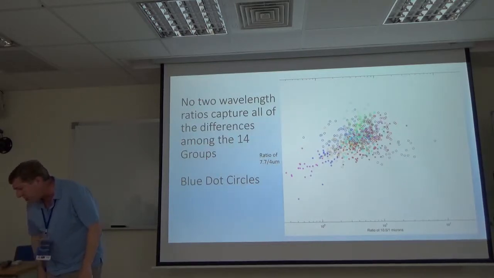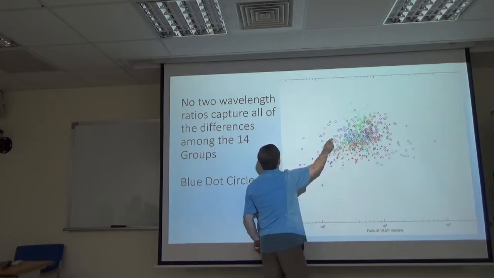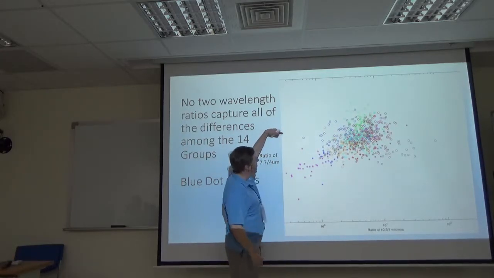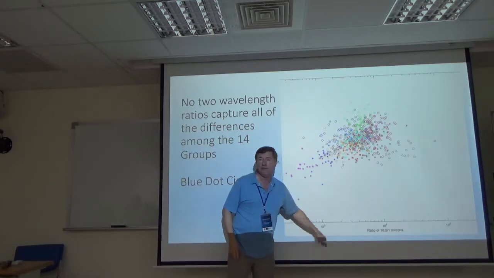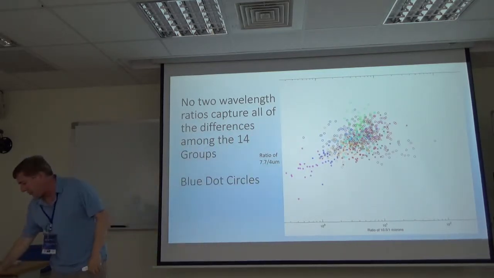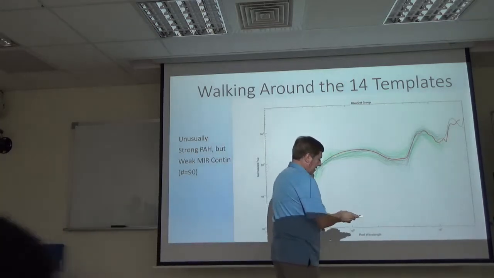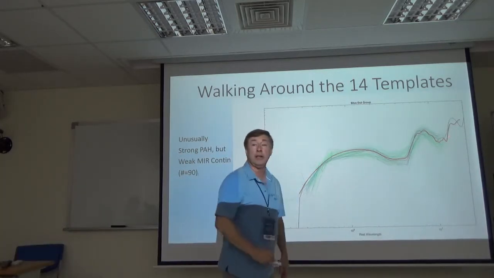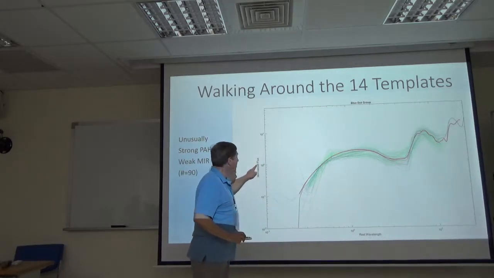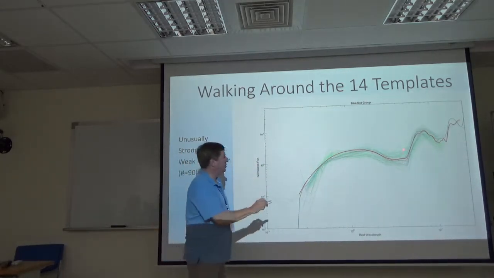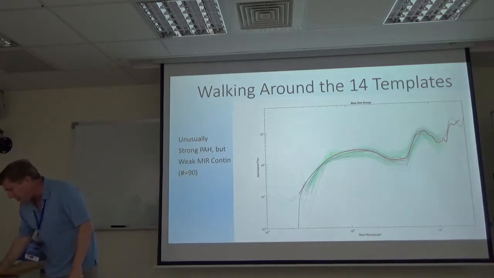Another example, on the other side of the diagram, look at these blue circles here. They also appear to have a very strong PAH, but on the other hand, they have relatively weak infrared emission. That group looks like this. Very strong PAH bump there, but not such a strong infrared continuum. The continuum is fairly weak. Remember, this is Jansky F sub nu units, so there's not much energy in the infrared in those galaxies, except in the PAHs.